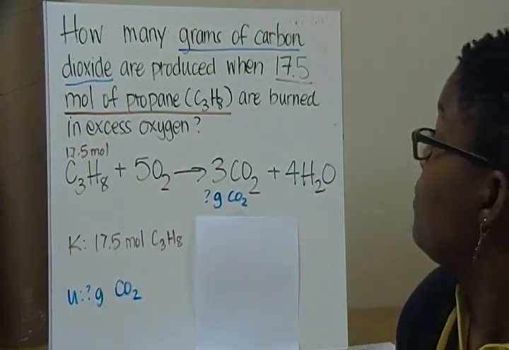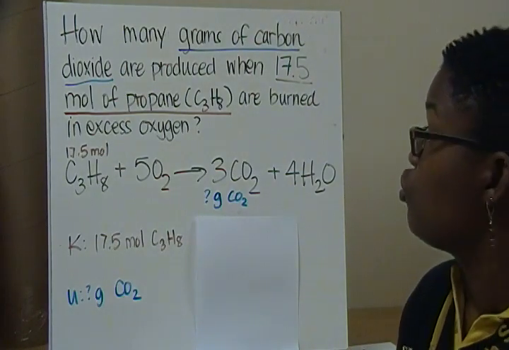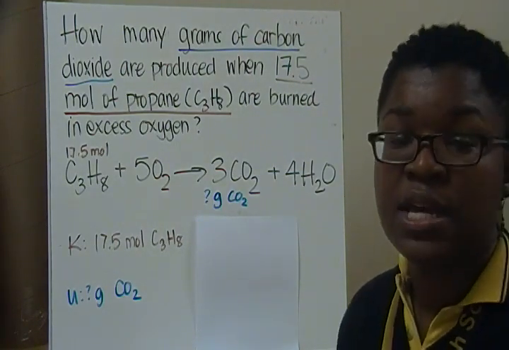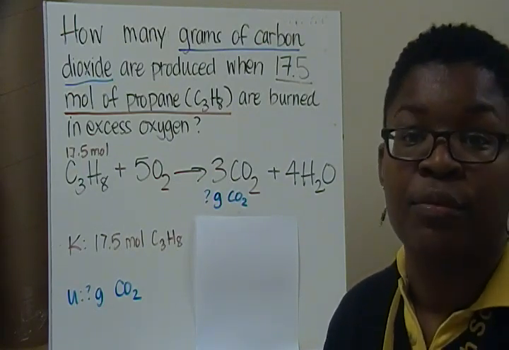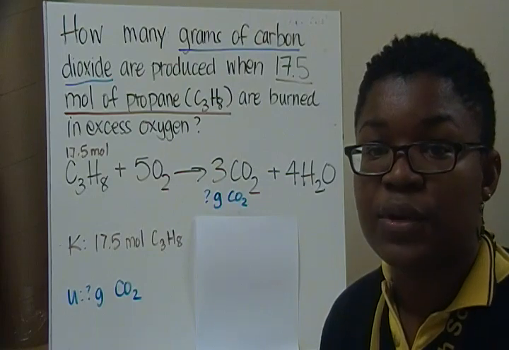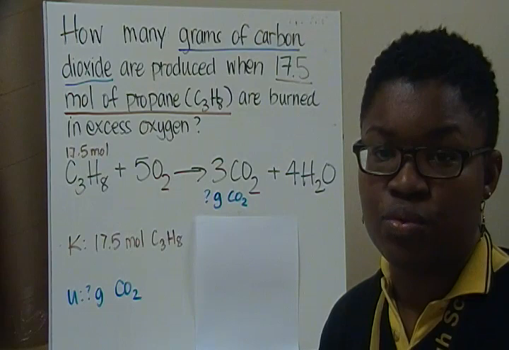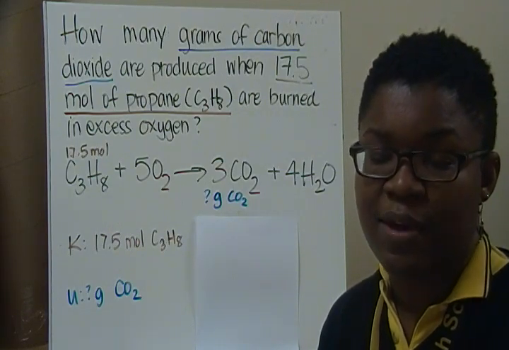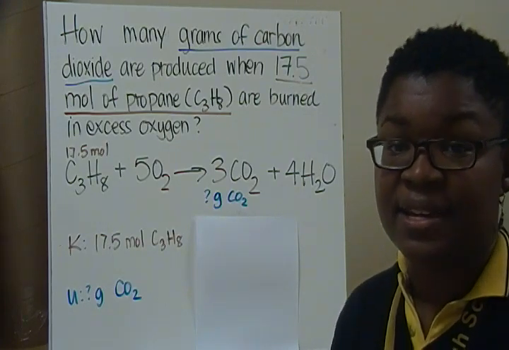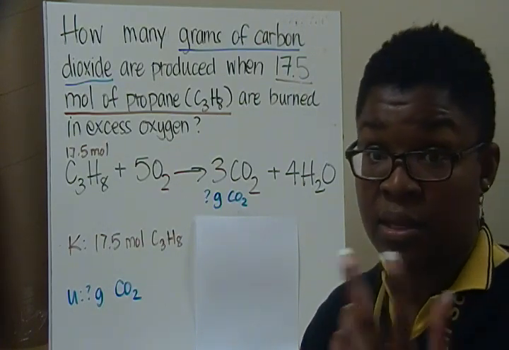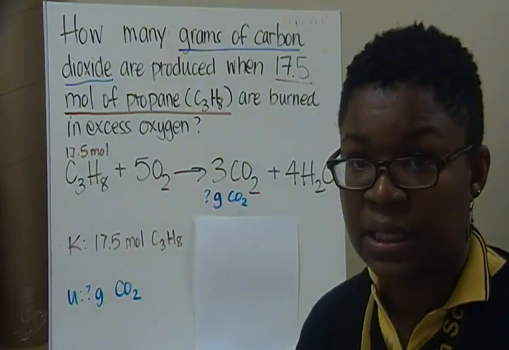The question is, how many grams of carbon dioxide are produced when 17.5 moles of propane are burned in excess oxygen? Now, the question always comes up is, does that excess oxygen really matter? And the answer is no. They're actually telling you that it doesn't matter. So, for instance, when you are making corn muffins and you have 1 box of corn muffin mix, and you have excess eggs, that just tells you that you can make as many corn muffins as the box will allow.